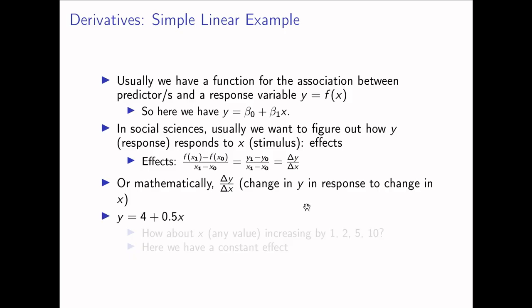Here I can give you an example. For example, y equal to 4 plus 0.5 multiplied by x. So the intercept is 4, and the slope is 0.5. Here is beta 1, and here is beta 0. How about x, at any given value, increasing by 1 unit, 2 units, 5 units, and 10 units? Okay? And then we calculate the corresponding y and take a ratio of delta y over delta x. What are we going to get? We will have a constant effect, it turns out, if we have a linear relationship here.